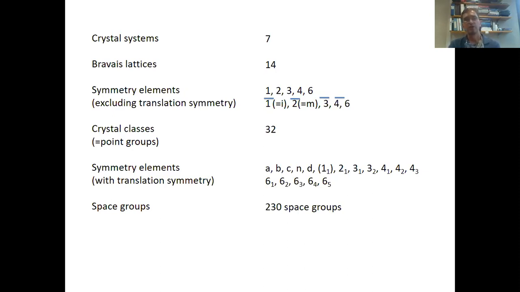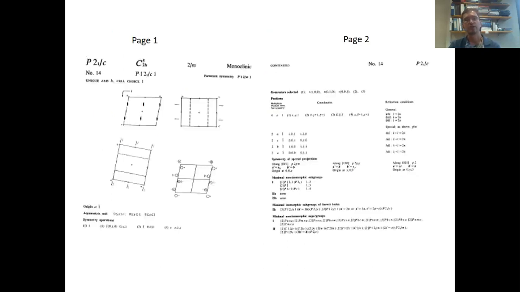So space groups are very important, and they're all listed in a very important book for solid state chemistry, which is the International Tables for Crystallography. And I would like to give you a brief overview over what you can find in these tables. All the space groups are listed there, and each of them has a number. They're numbered from 1 to 230.